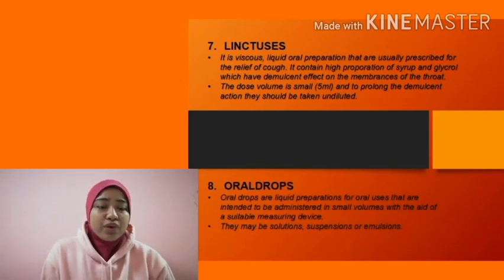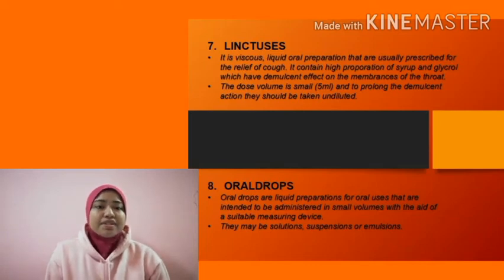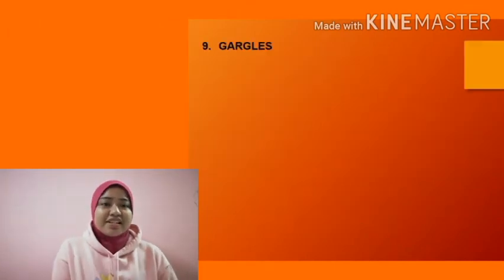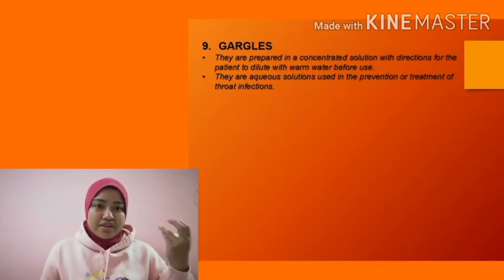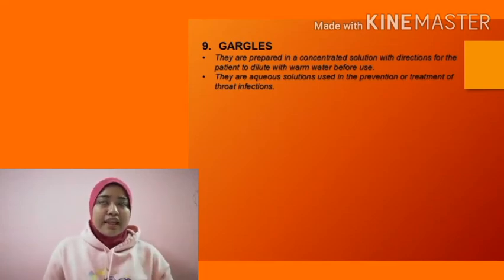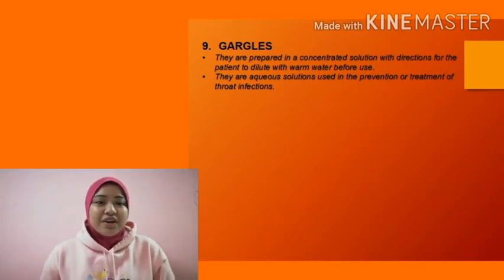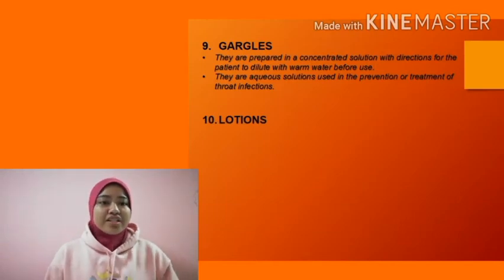Okay, number 8, oral drops. Oral drops are liquid preparations for oral use that are intended to be administered in small volume with the aid of a suitable measuring device. This is oral drops. Okay, number 9, gargles. They are prepared as a concentrated solution with directions for the patient to dilute with warm water before use. Okay, this is gargles.